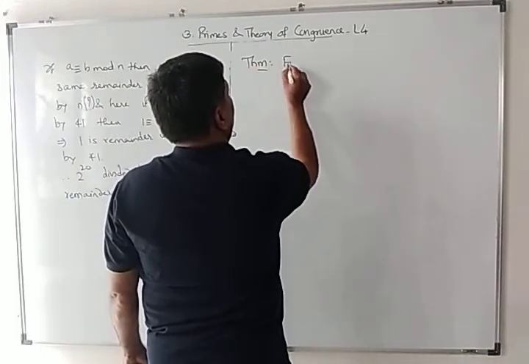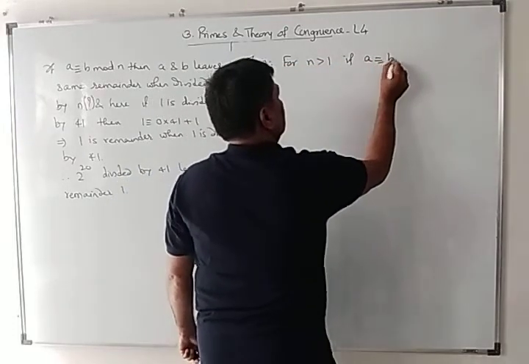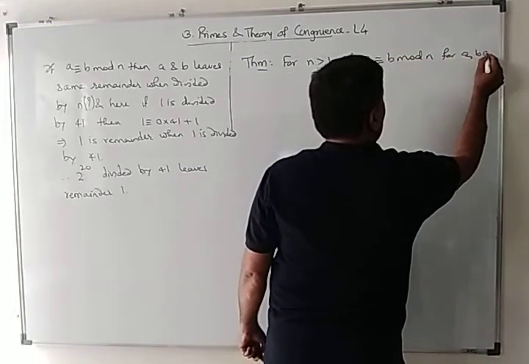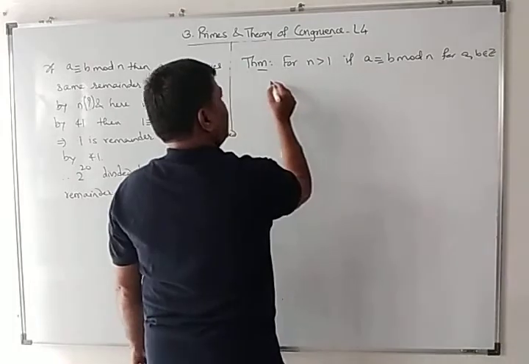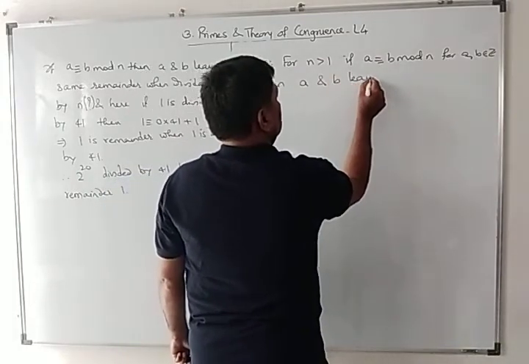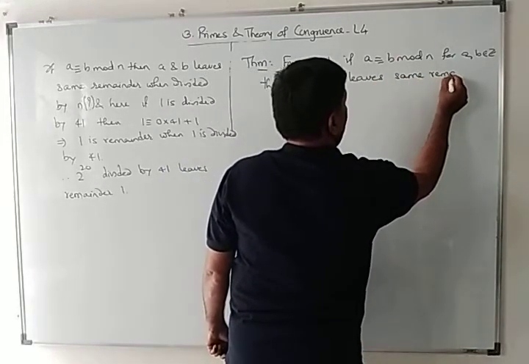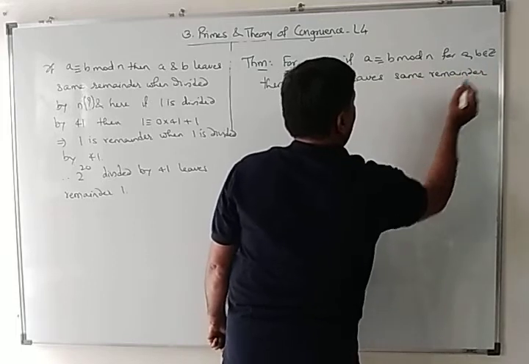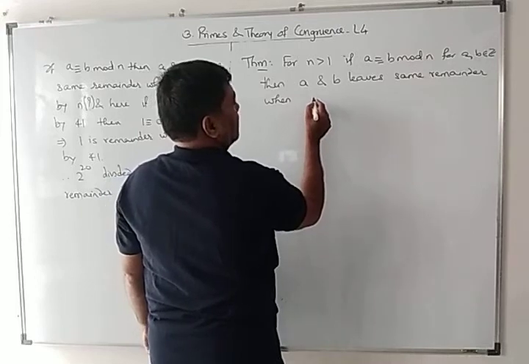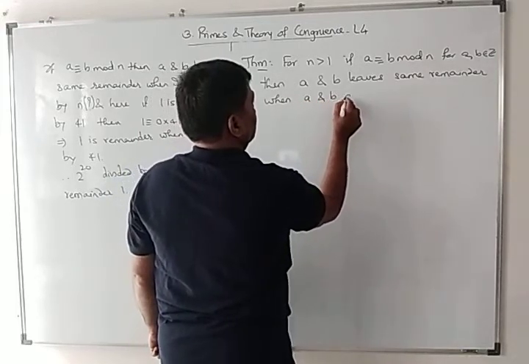For n greater than 1, if A is congruent to B mod n, for A, B belonging to Z, then A and B leave the same remainder when A and B are divided by n.